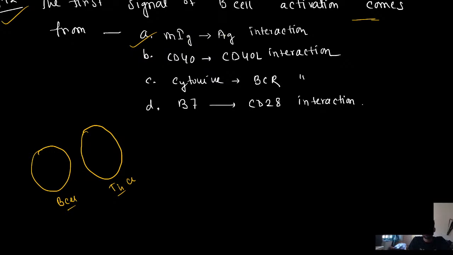MIG to AG interaction. That means membrane bound immunoglobulin to antigen interaction. The first, and there is something like CD40 in B cell, suppose CD40 ligand, and CD40L cytokine, and BCR there is cytokine receptor. It secretes cytokine. So can you please quickly tell me from which things?